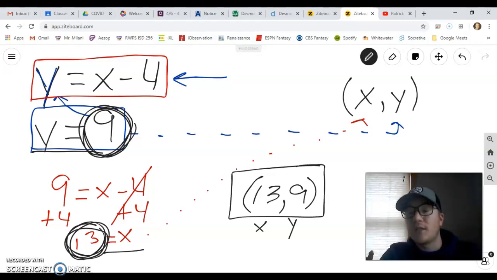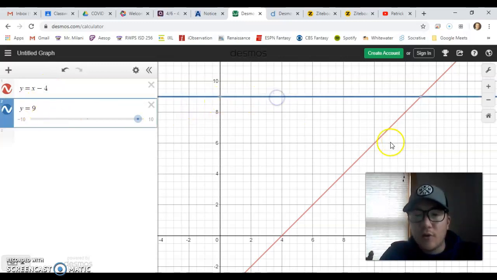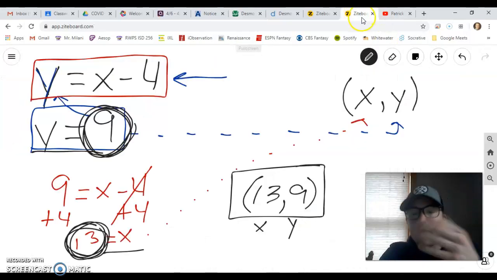Just to relate this to what we did last time with graphing, I've graphed both of these lines. So here's your y equals x minus 4, your y equals 9, and there's the blue line right here, the red line down here, and look where they're meeting. They are at the ordered pair 13, 9. So that ordered pair is where they intersect, and that's what we're going to go ahead and find out today.